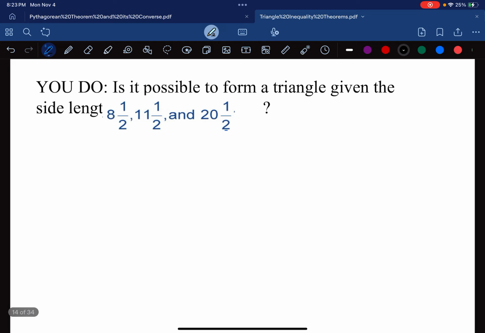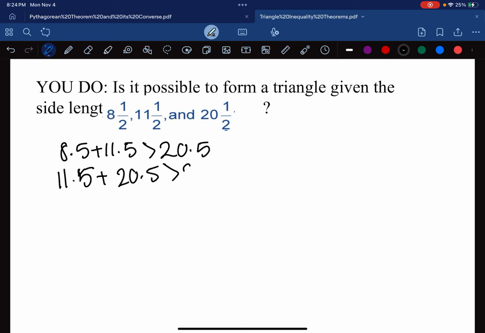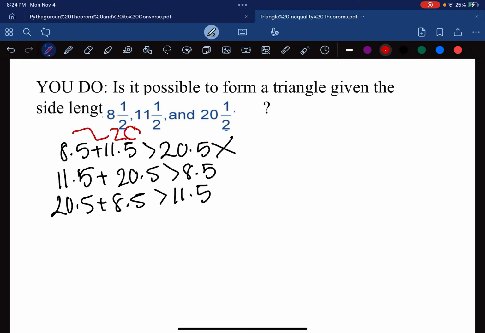Last one. 8.5 plus 11.5 is greater than 20.5. 11.5 plus 20.5 is greater than 8.5. And 20.5 plus 8.5 is greater than 11.5. This one does not work out because this gives me a total of 20. And 20 is not greater than 20.5. So not a possible triangle.